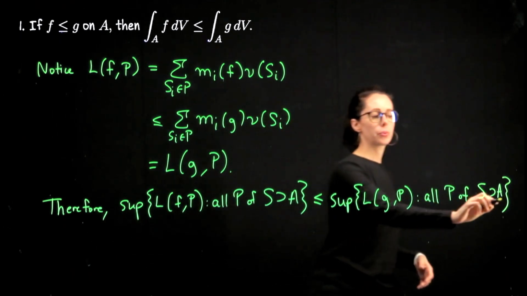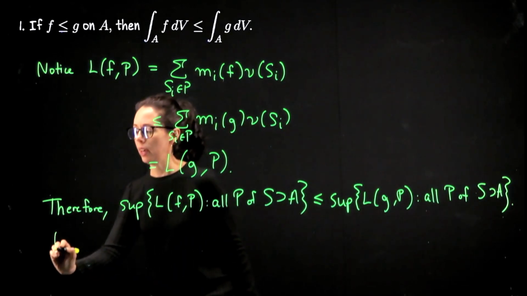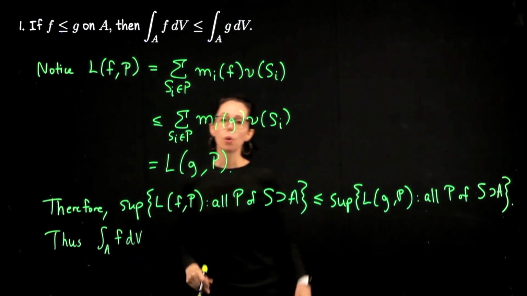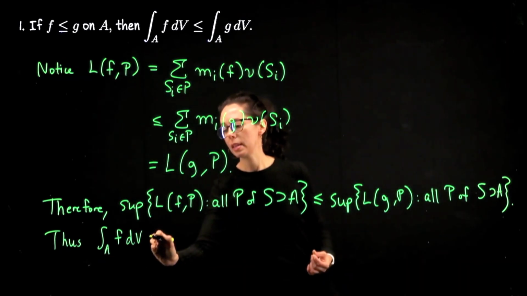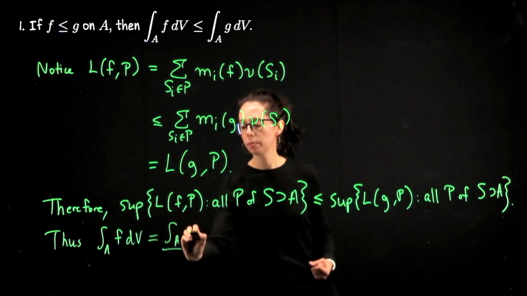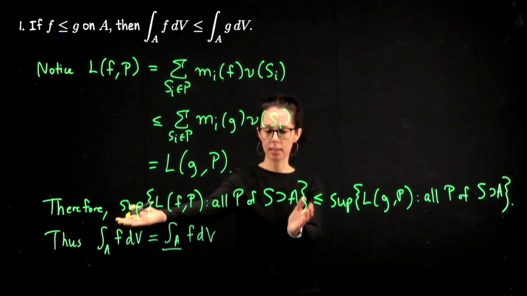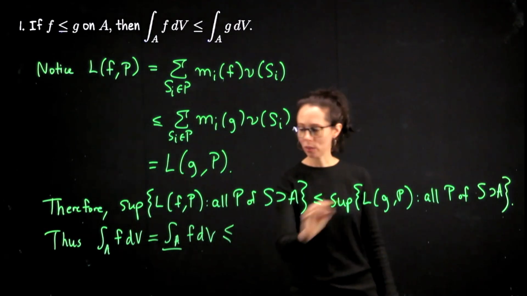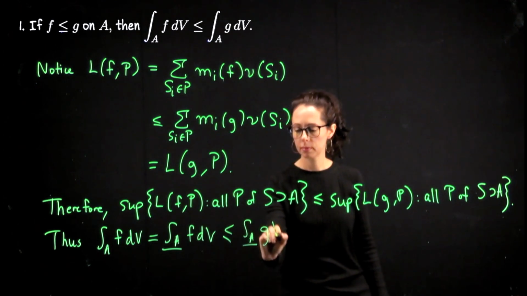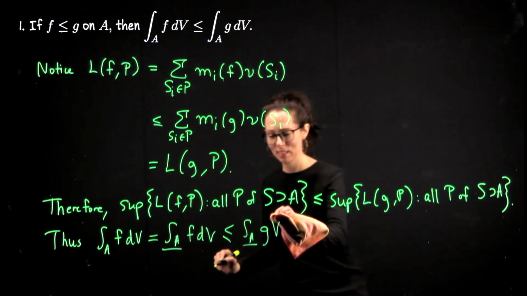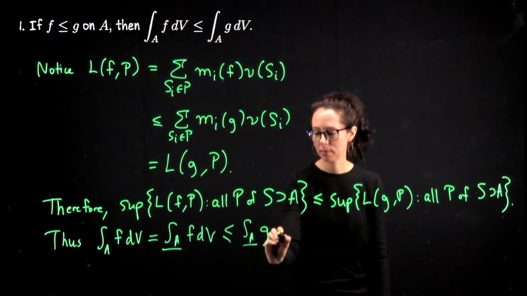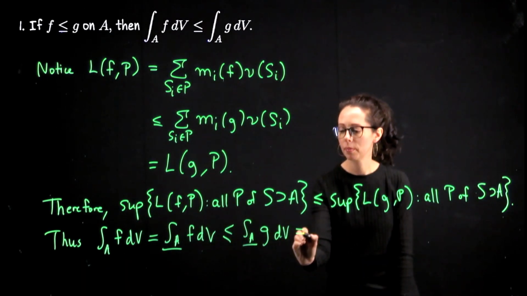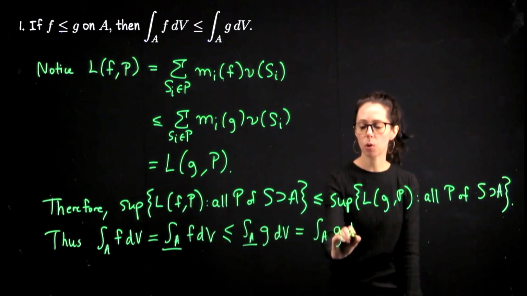So let me see if I can do both of those conclusions on the same line. Thus, the integral of f over A, which because f is known to be Riemann integrable, is equal to the lower integral of f over A, and that is exactly this set supremum, is less than or equal to the lower integral of g over A dV. But g is also integrable, so when we say lower integral, we could just say integral. Those two numbers exist and they are the same quantity.